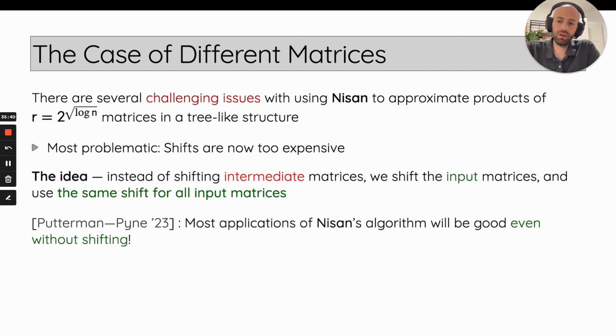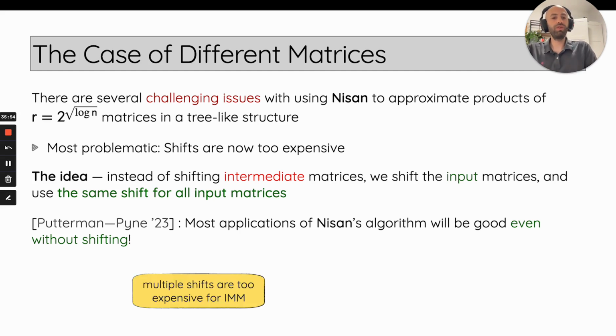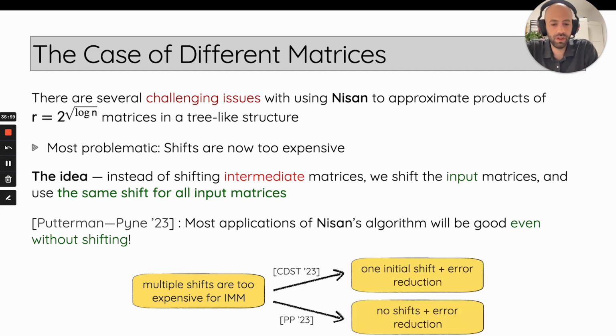A concurrent work by Pyne and Putterman had the following beautiful observation. They observed that most applications of Nisan's algorithm will be good even without the shifts. So to overcome the challenge that multiple shifts are too expensive, we handle it by doing one initial shift plus error reduction, and the Putterman-Pyne paper makes no shifts and does error reduction.